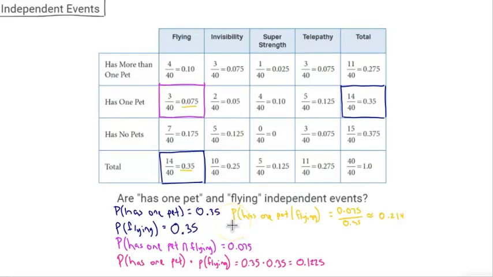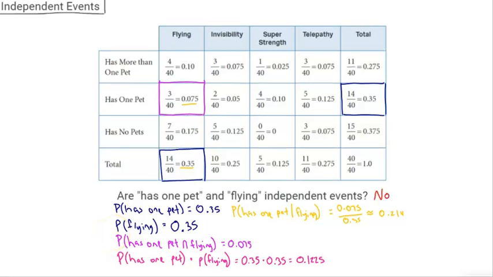At the same time, if we take the probability of has one pet given flying, we would restrict our sample space to only the first column and then divide 0.075 by 0.35, which would give us about 0.214. This also does not match the probability of has one pet by itself. Therefore, the fact that we restricted our sample space to flying did change the outcome. Regardless of which method we look at, the results are the same. These two events are not independent.